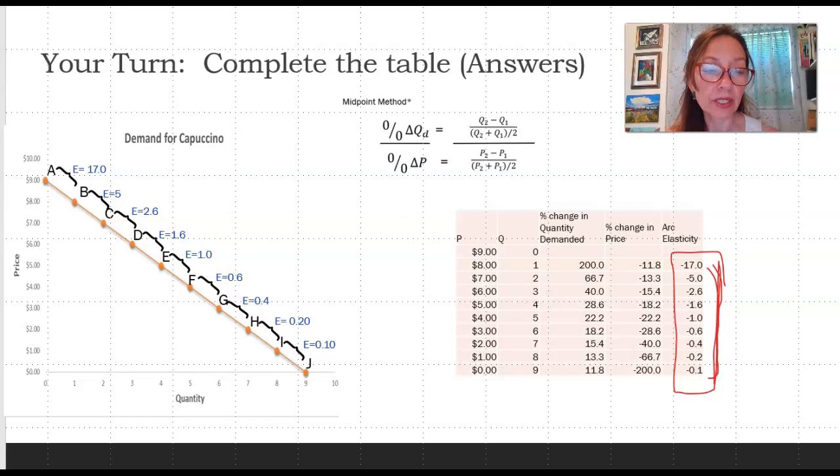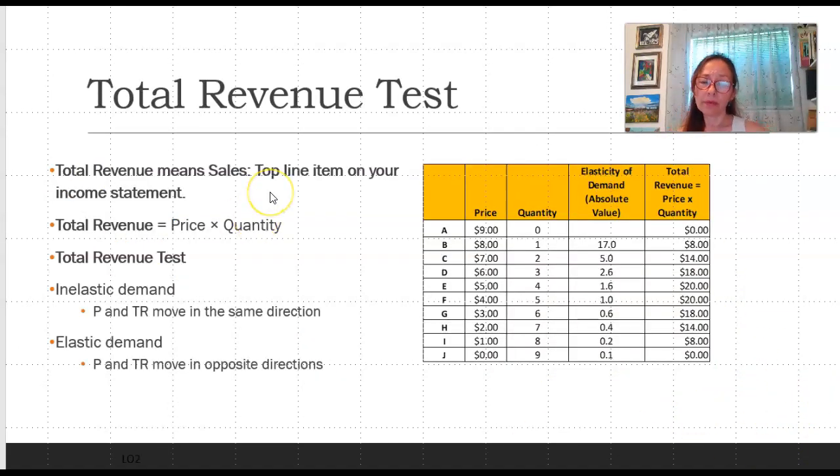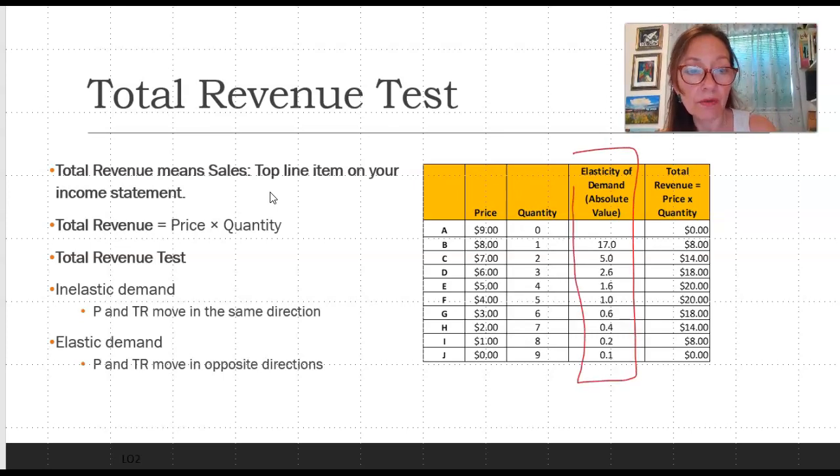Note that in my calculation I still left the minus sign there. We're only going to be using absolute value for purposes of this chapter. Okay, so what does this tell us? Why do these change? Well, we have something called the total revenue test. And this changing elasticity, so now I have a new table up for you, and it's the elasticity of demand, absolute value. I just copied it over from our other chart. Note that I took away the minus signs.